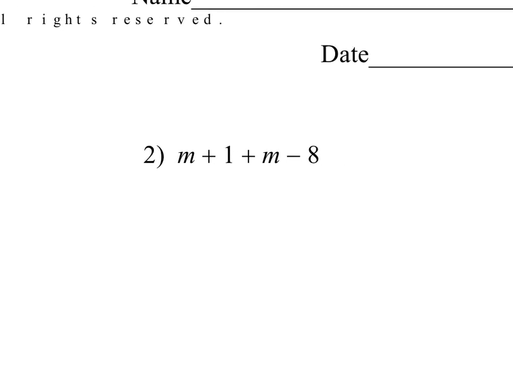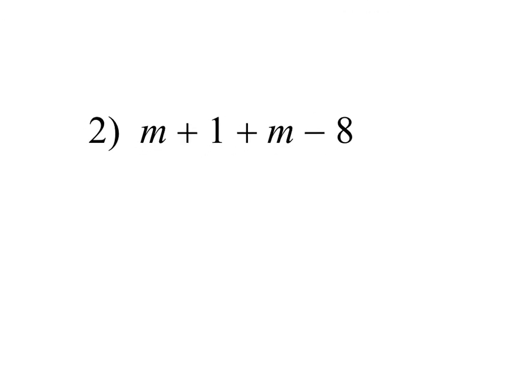Let's look at number 2. What should we do first here? Add m to m. Add the two m's. So m plus m is 2m. And then we add the two constants. So what is 1 minus 8? Negative 7. Awesome.